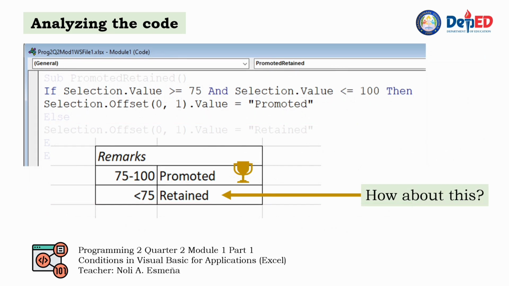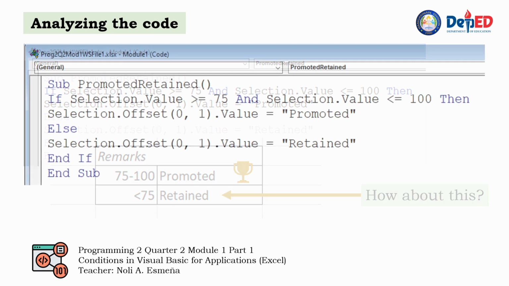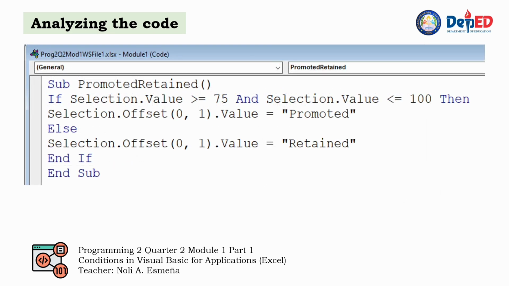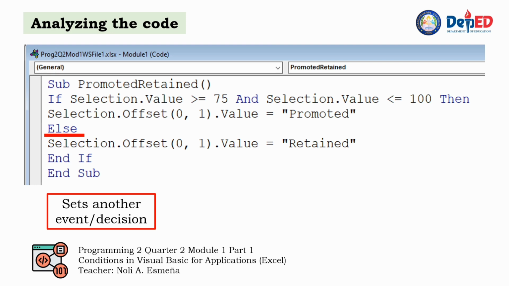Our first 2 lines of code are actually incomplete. They tell Excel what to do when the grade is 75 to 100, but they don't tell Excel what to do when the student grade is less than 75. This is where our last set of code comes in. To introduce a new decision to Excel, we will be using the keyword else. Then, it will be followed by the event that will happen.